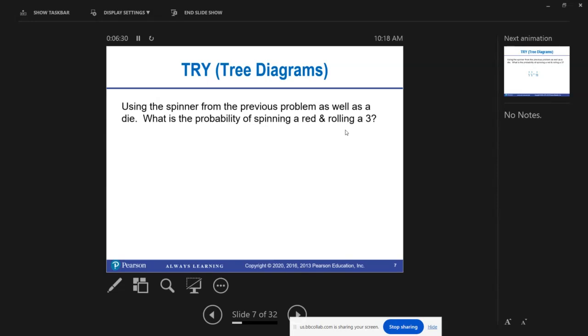If we're rolling a die, dice have 1 through 6 on them. So die is the singular for dice. I know it feels weird to me too. But anyway, rolling a 3, there's only 1 possibility there. So there's 6 options, so that's a 1/6. So to get my probability of spinning a red and rolling a 3, I'm going to take 1/3 times 1/6, which gives me 1/18.